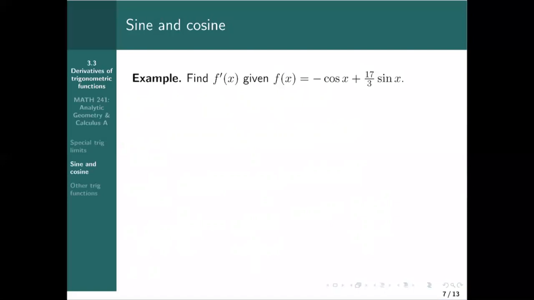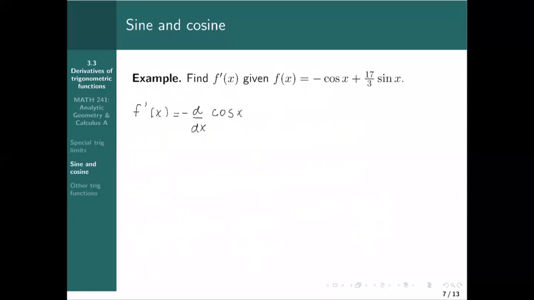So let's see one example. We have to find the derivative of this function, minus cosine of x times minus cosine of x plus 17 over 3 times sine of x. We are going to use all the information that we have about derivatives so far. So f prime of x is going to be the derivative of the first term. But instead of writing minus cosine of x, I'm going to write cosine of x. And I'm going to put the minus sign in front.